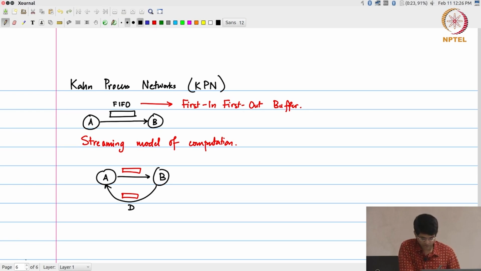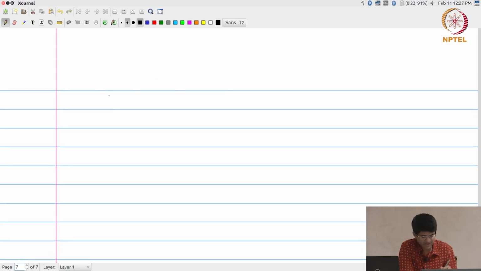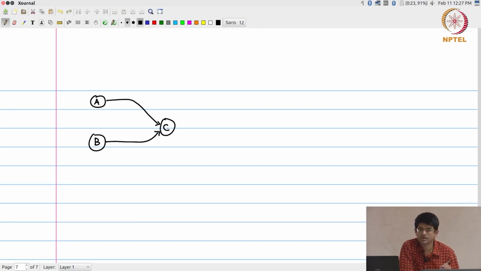we can then expand this out still further and say the Kahn process network is a very general model of computation, right? I can even have something of this sort. I can have some A over here, another B over here, and both of them feed into C, which needs to do certain computation. Okay. So the simple model of it is of course very easy to understand. I can just say I have FIFOs over here.